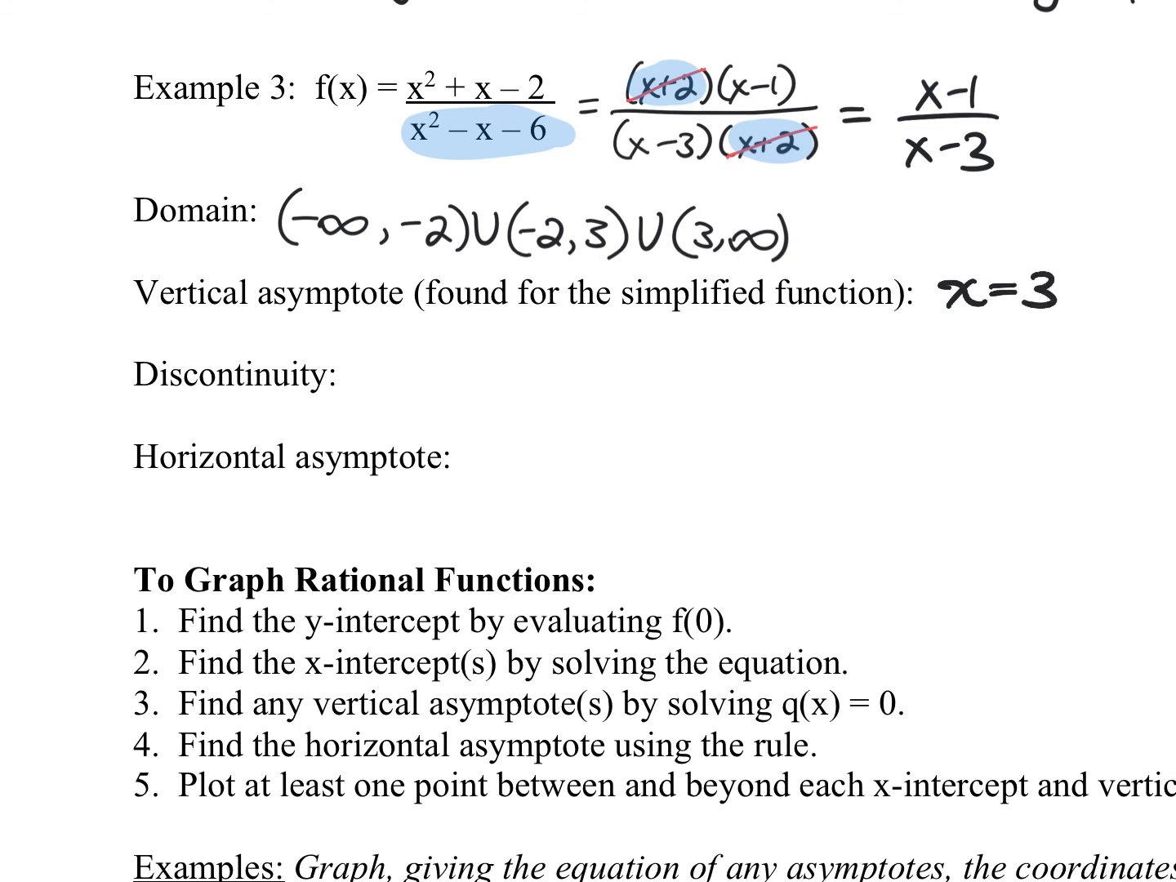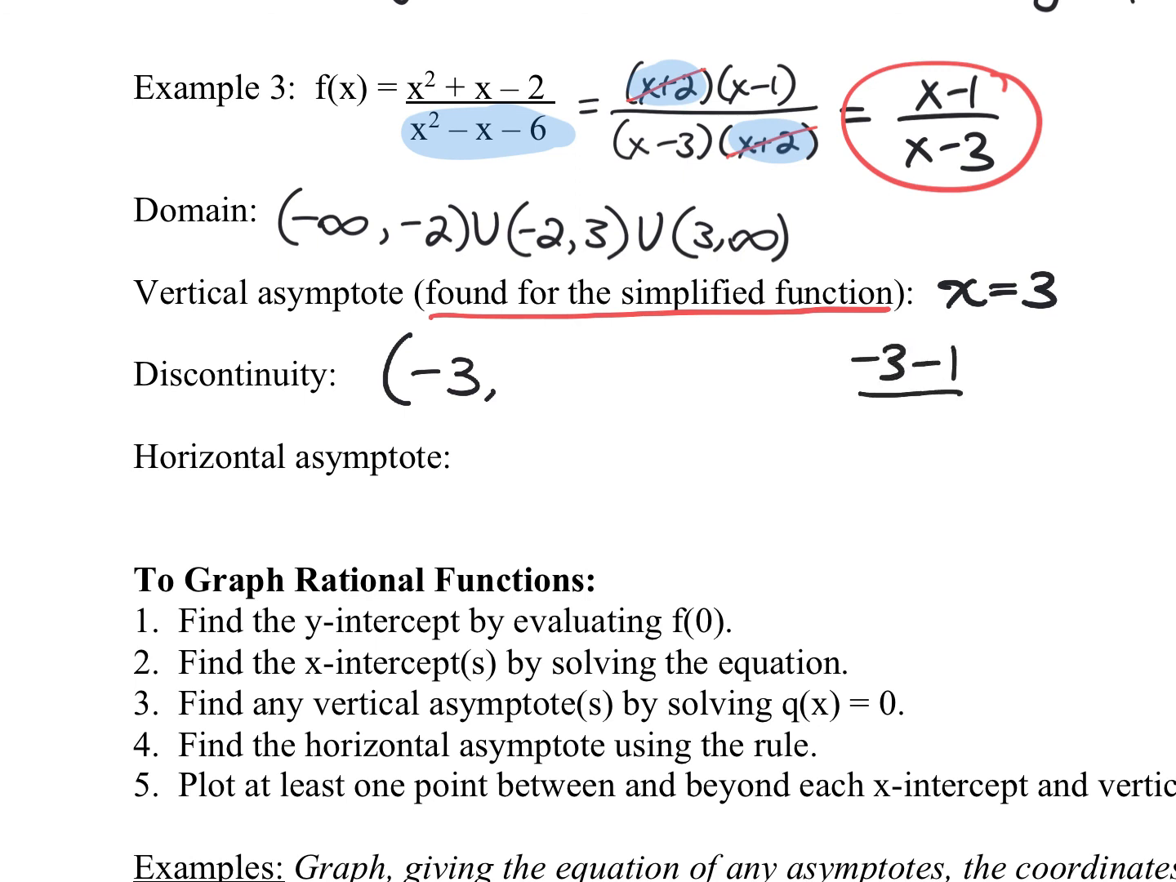As you can see in your notes here, this is found for the simplified function, which we have at the top of our screen. We have a point of discontinuity at negative 2. In order to find the y coordinate of that discontinuity, I can plug in that negative 2 to my simplified form. In this case, I will have negative 3 over negative 5, which will simplify to positive 3/5.